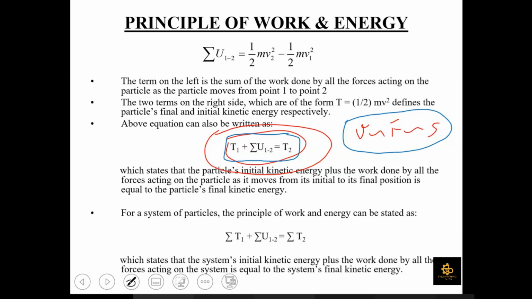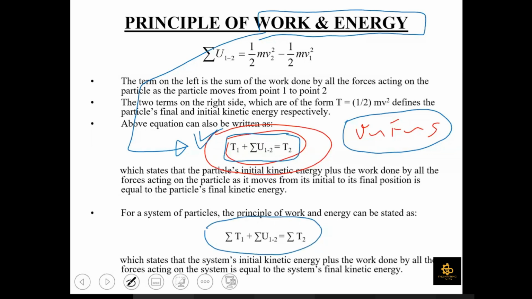So this is the principle of work and energy which states that the initial kinetic energy of a particle plus work done by various forces in moving that particle from position 1 to position 2 should be equal to the final kinetic energy of the particle. Now this principle of work and energy is applicable to a single particle or it can be applied to a system of particles as well. System of particles से क्या मुराद है कि आपके पास दो particles हैं जिनको आपने ropes और pulleys के साथ कनेक्ट किया हुआ है. So you can apply this principle on that overall system as well.